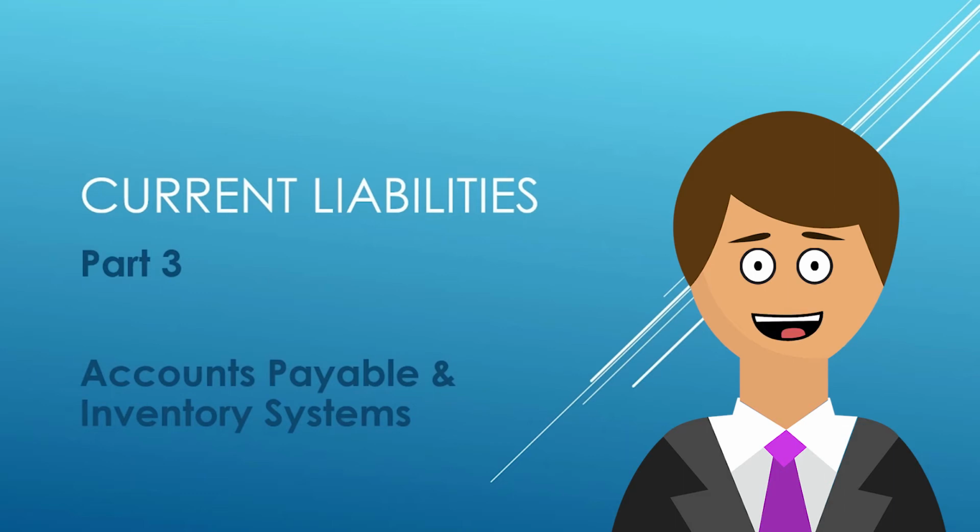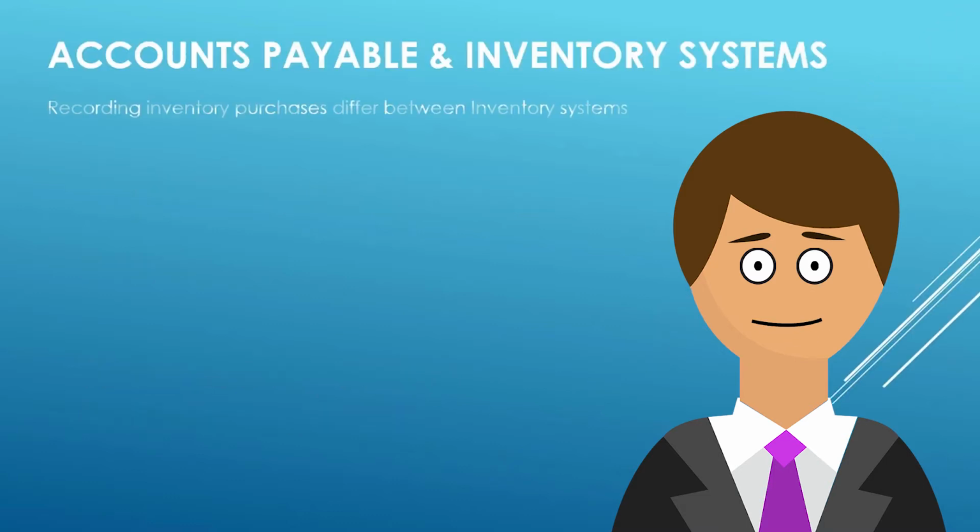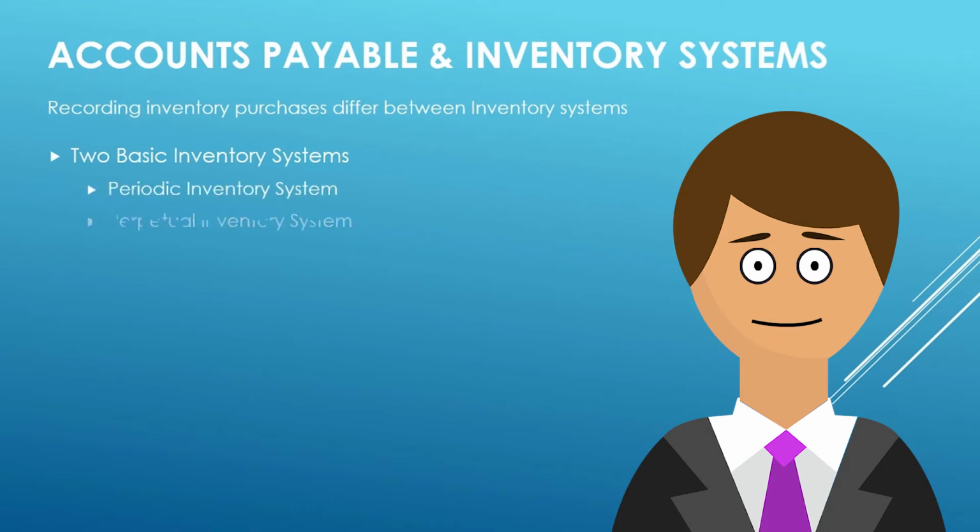So for part 3 on our overview of current liabilities, we're going to discuss accounts payable a little bit further and how it relates to inventory systems. Now, when it comes to inventory purchases, how you record your journal entries depends on the inventory system that you're using. There are two basic inventory systems, the periodic inventory system and the perpetual inventory system.